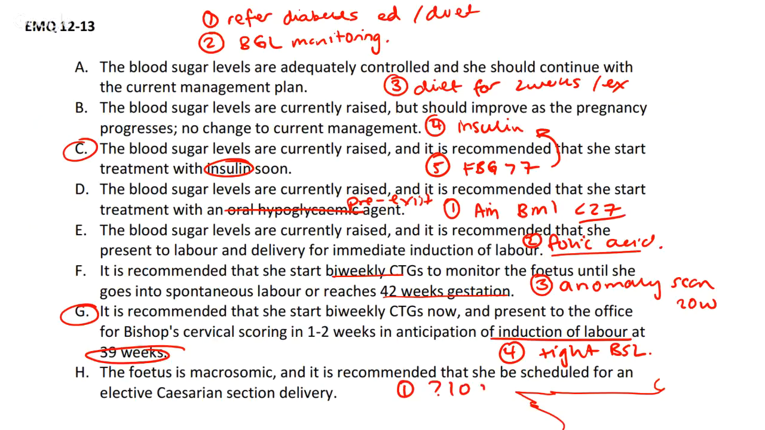We need to consider whether we need to do an induction of labor. So there's a lot of things you need to consider for GDM, for any of your women's topics, for any topic in 4th year, really. So just think about it clearly and write it down, because your OSCE station will not give you good marks if you just tell the definitive management. So if you just told this lady you need to start insulin, you wouldn't get all of the marks.